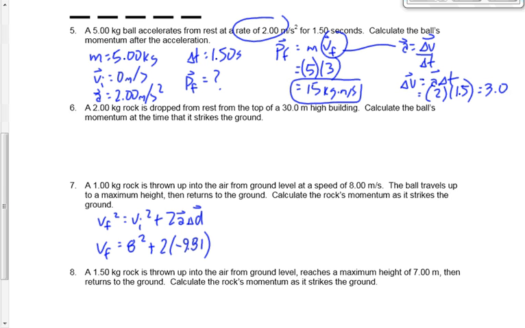This one is what bothers people, right? Because we're not told what the max height is. Do we need to find that first? No, we don't. As the rock goes up and then comes back down to where it started, what's its displacement? Final position minus initial position. 0.